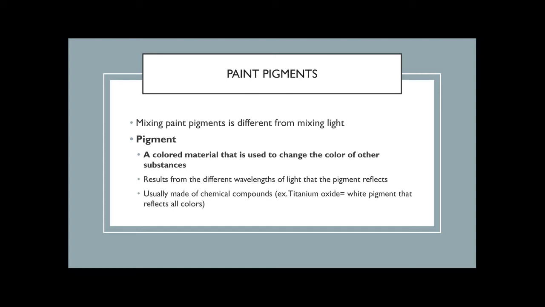Pigments can also be known as molecules that absorb specific wavelengths of light and reflect others. So a lot of times, if you remember in science or biology, you talked about chlorophyll, which is a green pigment in leaves and plants. That's what makes a plant green, because it's absorbing all the other light from the sun, but it's reflecting the green light.